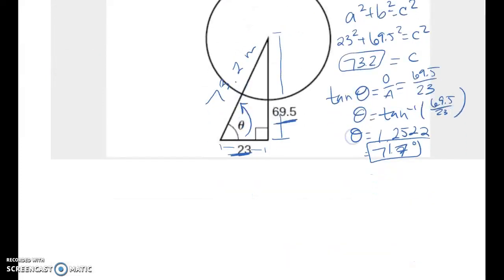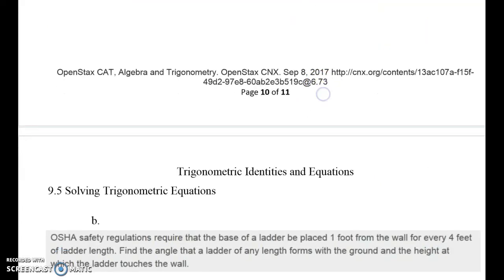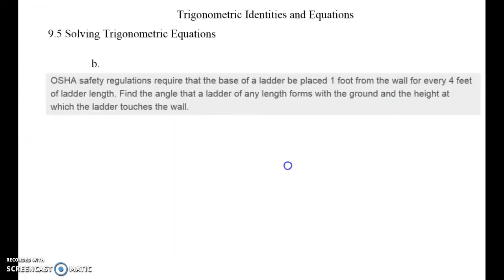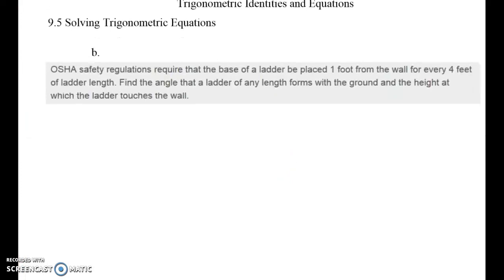Now let's do another kind of application problem here, a little bit more than just looking at the equations. This one says OSHA's safety regulations require that the base of a ladder be placed 1 foot from the wall for every 4 foot of ladder length. Find the angle that a ladder of any length forms with the ground and the height at which the ladder touches the wall. And so here's my wall.